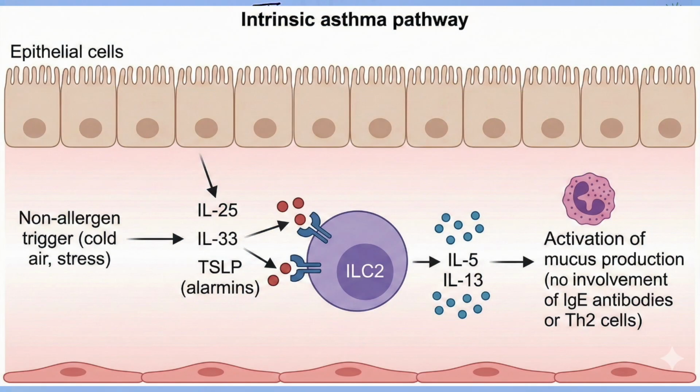In this diagram, we see that non-allergen triggers stimulate epithelial cells, causing the release of IL-25, IL-33, and TSLP. These activate ILC2 cells, innate lymphoid cells, which then produce IL-5 and IL-13, leading to mucus production without IgE or Th2 involvement.